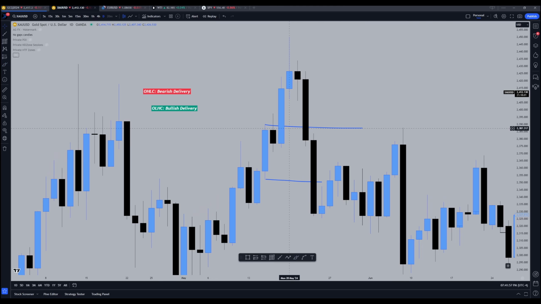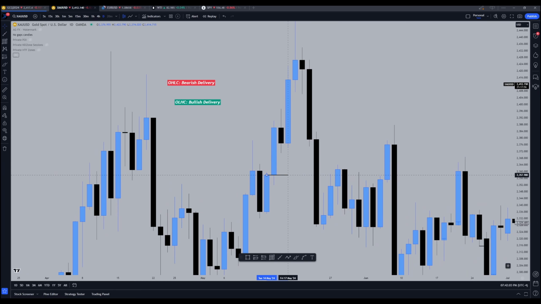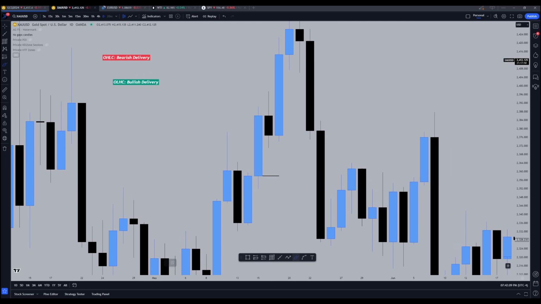So open and close is the body, high and low are the wicks. So again, like what I said, if we use this, how can we apply this to our trading? Mark out the opening price of the daily candle. What does that mean during a session?